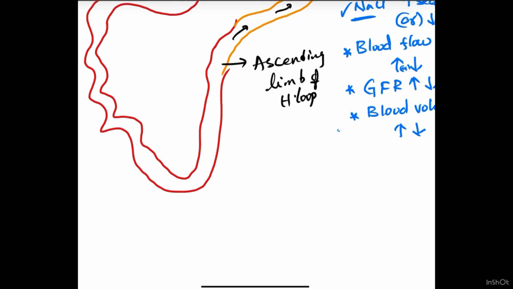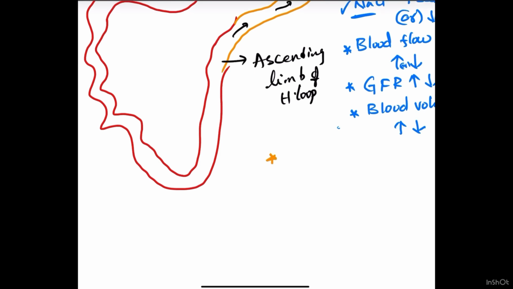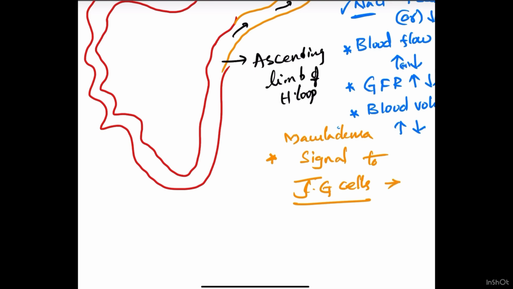After sensing, what is it going to do? It gives the signal to the macula densa. The macula densa sends the signal to the JG cells. Now the JG cells, what are they going to do here? Renin is going to be produced. Renin is a hormone-like substance produced from the juxtaglomerular cells. You got it? Renin. This is a hormone actually.